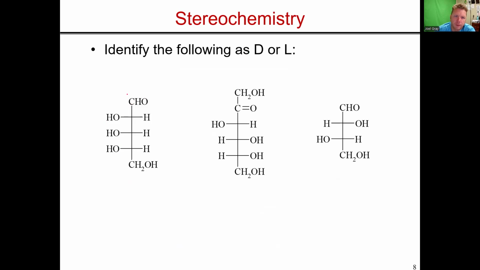Well, this is carbon 1, 2, 3, 4. Here's my carbonyl carbon. This is an L. It's my carbonyl carbon. This is my chiral carbon. This is a D sugar, carbonyl carbon, L sugar.